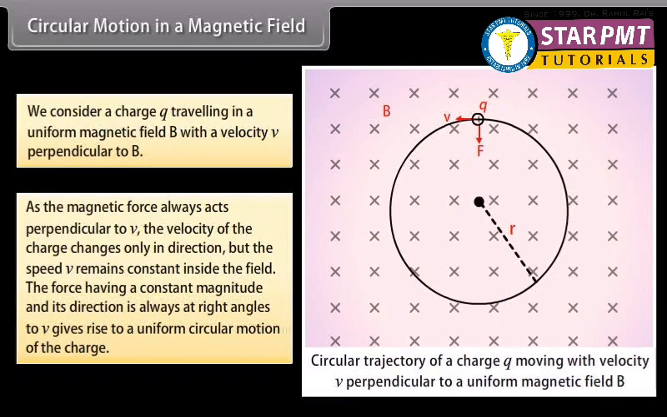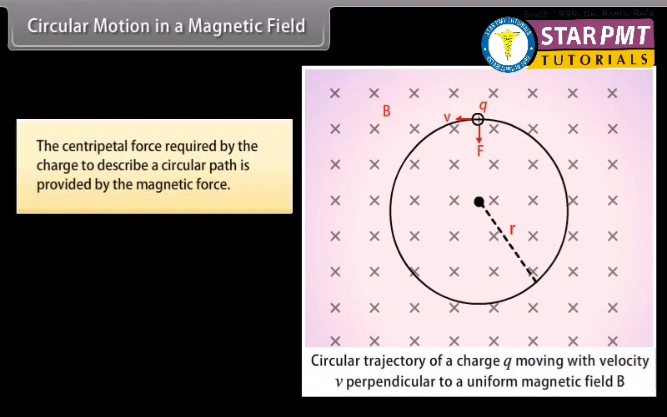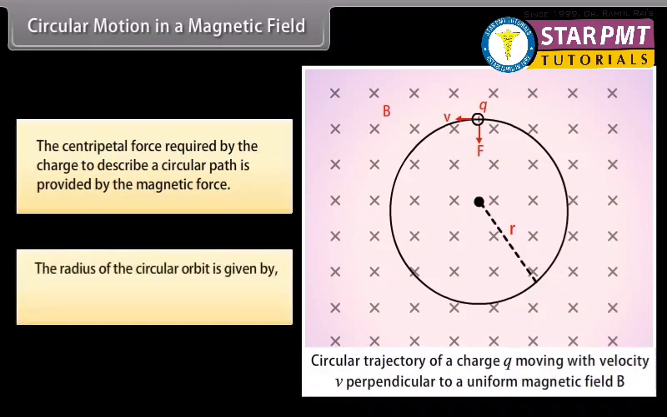The force having a constant magnitude and its direction always at right angles to v gives rise to a uniform circular motion of the charge. The centripetal force required by the charge to describe a circular path is provided by the magnetic force. The radius of the circular orbit is given by r = mv/qB.